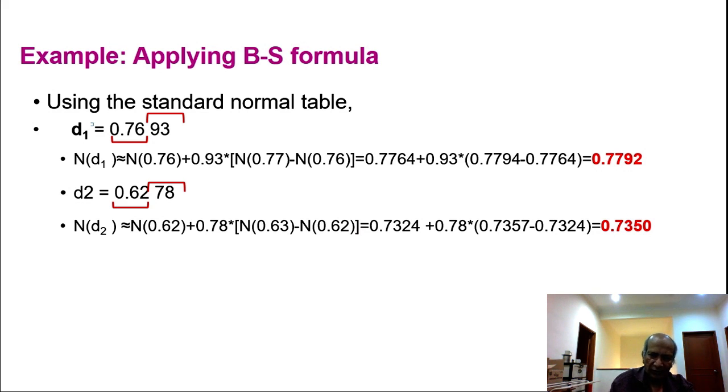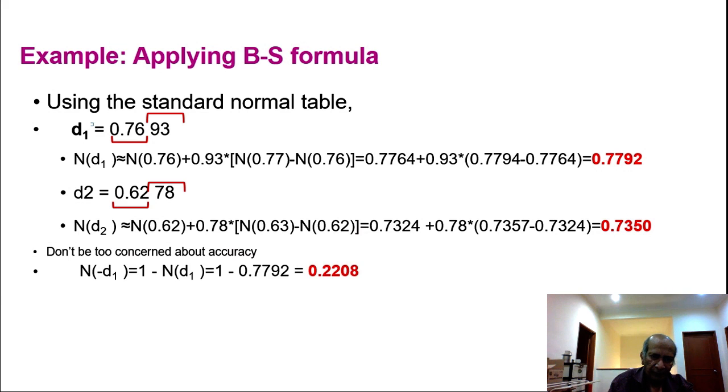Let us see the table now. Don't be too concerned about accuracy. More or less around there is acceptable. Okay. So once you get that, if you are asked to calculate the put price, then it's all minus. That's what I told you. N of minus D1 is just 1 minus ND1, because 1 minus 0.7792 will give you 0.2208. And N of minus D2 is again 1 minus ND2. You get it as 0.2650.